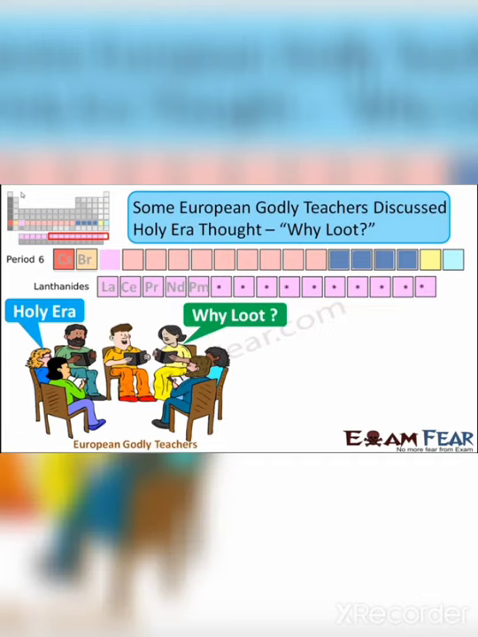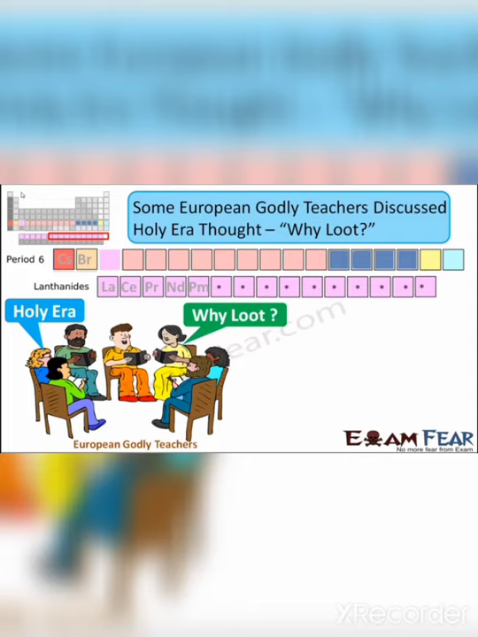Now let's move on to the rest of the elements of the lanthanide series. So what do we see on the screen? We see a group of teachers and they are discussing something. They are discussing that in today's world, it's corruption all around. So there is no peace, corruption everywhere. Now they are reading some holy era books and are saying that there was no loot during those times. There used to be no corruption, no loot, and it used to be peace all around. So remembering that holy era thought, they are asking each other, why loot today?